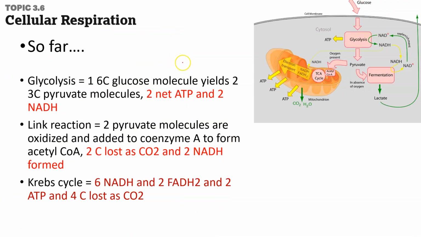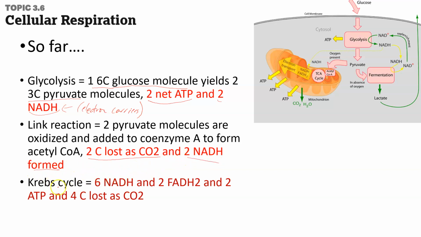So let's go ahead and go over what we have so far. I'll review this again every slide. We started with 1 6-carbon glucose molecule. We got 2 3-carbon pyruvates from glycolysis, and the important result of that was 2 net ATP and 2 NADH molecules, electron carriers. These are going to be really important. Link reaction. 2 pyruvate molecules are oxidized and added to coenzyme A to form acetyl coenzyme A. 2 carbons are lost to CO2 in this step, and 2 NADH are formed.